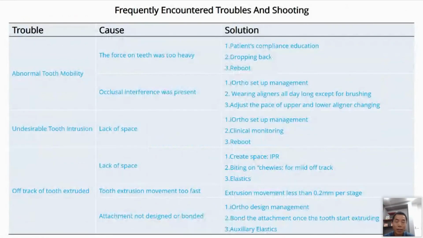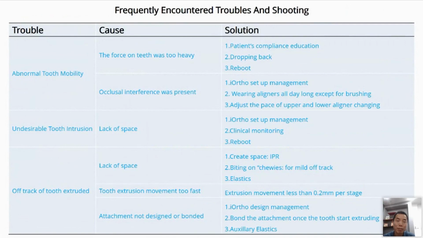Okay, let's make a summary for today's topic. I planned a table of frequently encountered troubles and troubleshooting. In this table, you can see the trouble, the cause, and the solution, and it will be very convenient for you to understand and remember. So today we talked about several troubles in clear aligner treatment. First, abnormal tooth movement. The first cause is that the force on the teeth was too heavy.